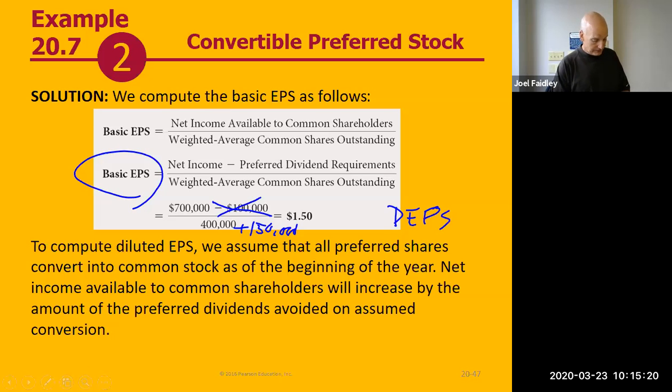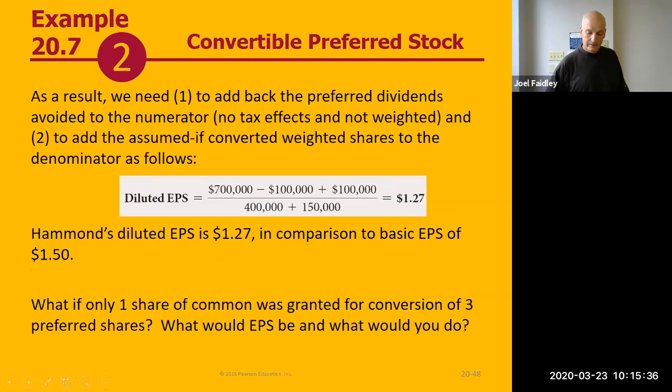So 700,000 divided by 550 looks like $1.27. Which is less. It is diluted, isn't it? There it is. Very simple.